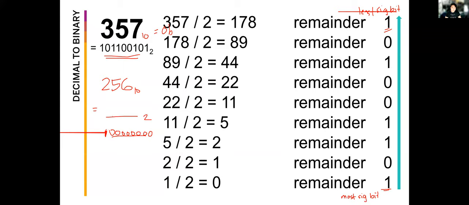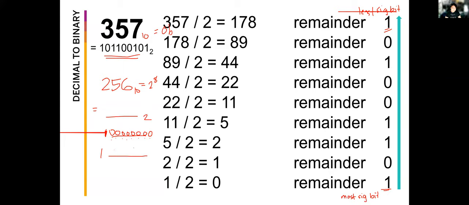Okay, that's correct. So 256 is equivalent to 1 followed by 8 zeros: 1, 2, 3, 4, 5, 6, 7, 8. So that's equivalent to 2 raised to 8. That means our slot for 2 raised to 8 will have 1. And since yun naman na siya, wala nang remainder at all.